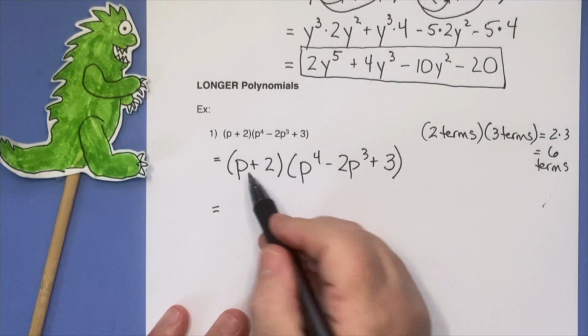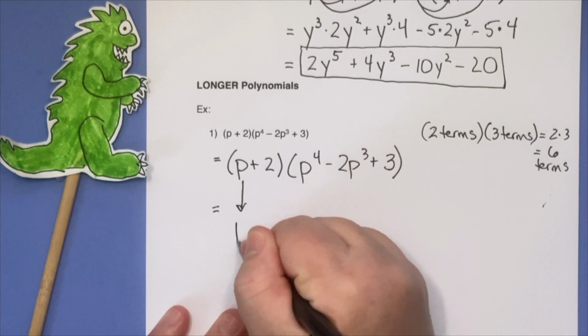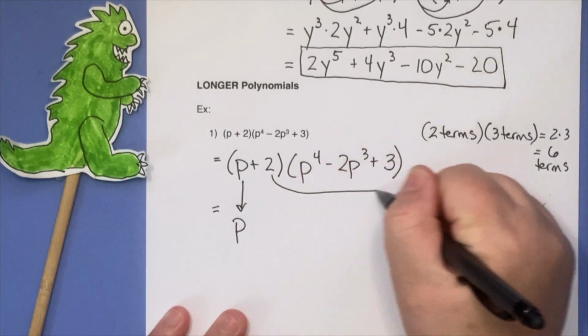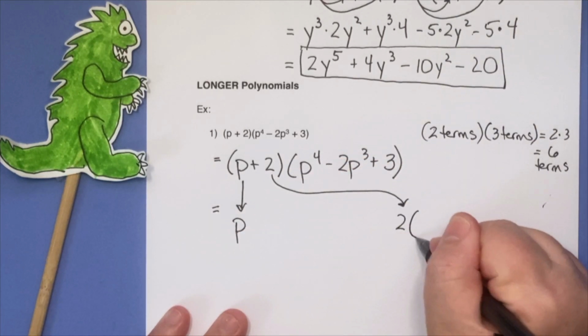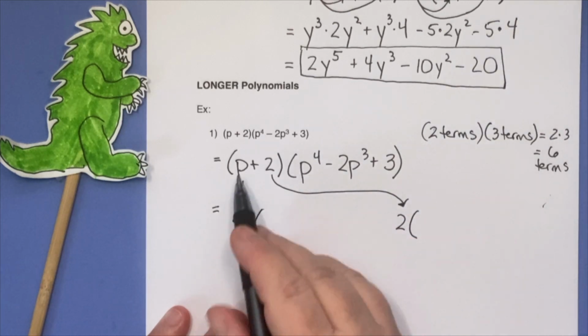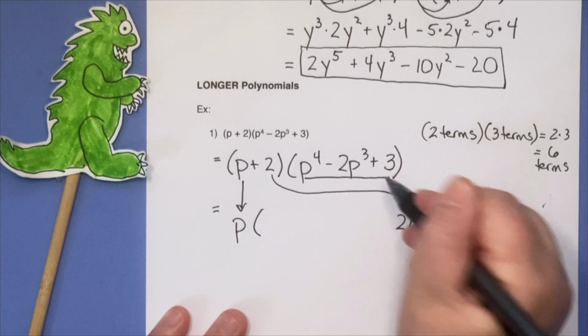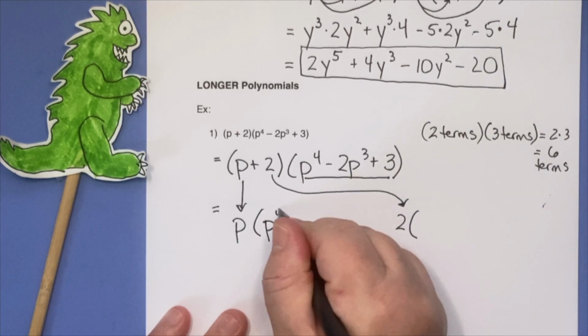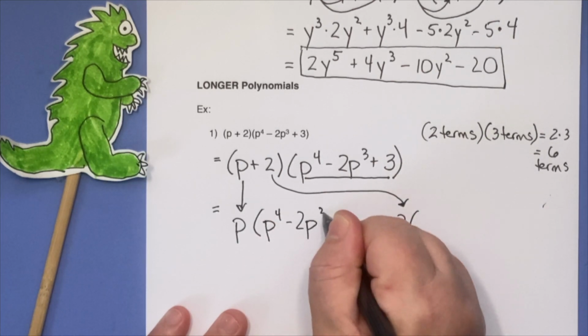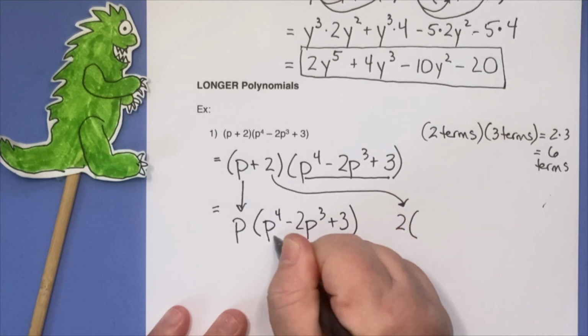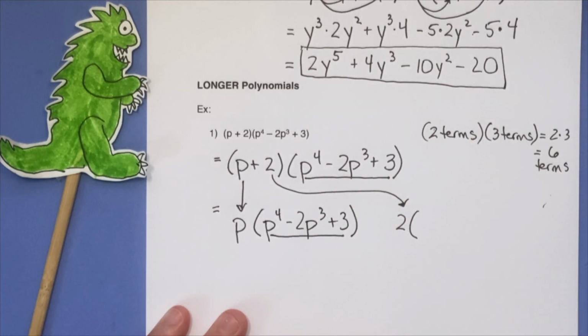So I'm going to split up the P and the 2, give myself a lot of space, and then I'm going to multiply the P times the whole second one. So here's the second factor, P to the 4th minus 2P cubed plus 3. That's this guy right there.